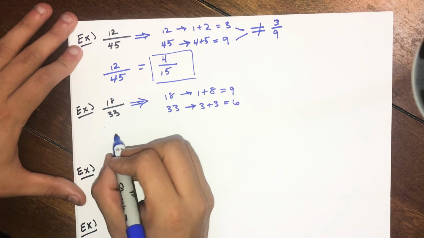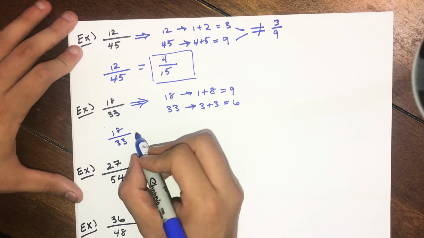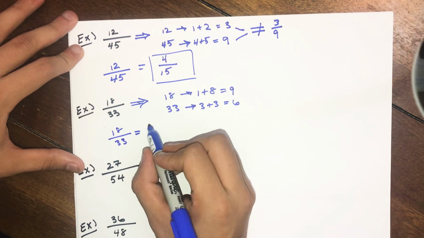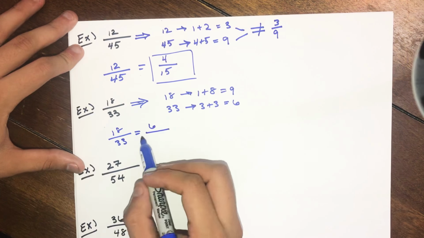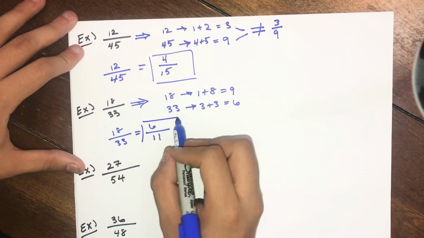All right, so what we can do is we can say, okay, 18 over 33, and then we can write, well, let's see, 3 goes into 18 6 times. 3 goes into 33 11 times. And we're done. It's simplified.